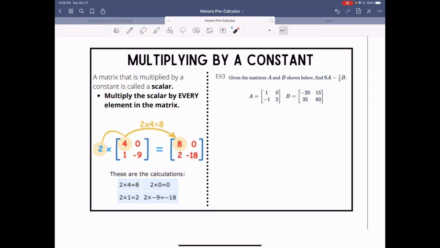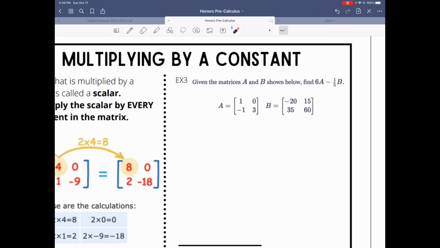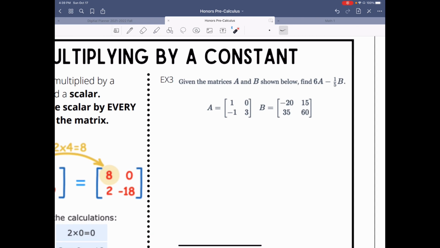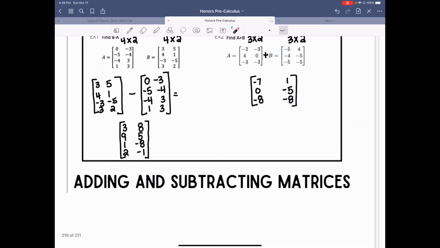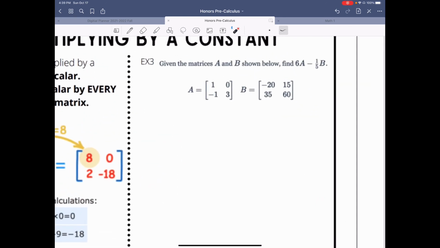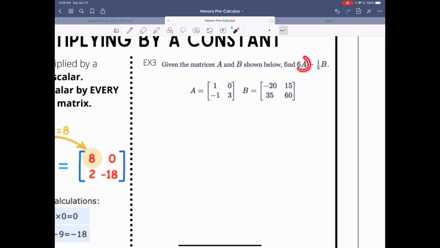So I'm going to step it up just a little bit, and I'm going to do a combination of some subtraction and some scalars. This is saying that we're going to multiply 6 to the A matrix, and we're going to do 1/5 times the B matrix, and then we're going to subtract the 2. So we're going to do them individually. So let's do the 6 times A. So 6 times, so we have 0, 1, 0, negative 1, and 3.